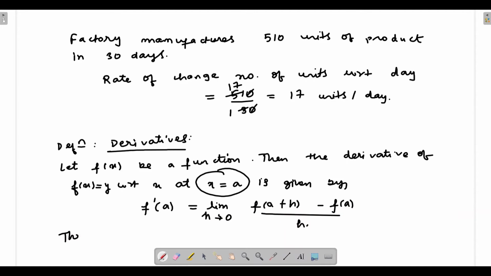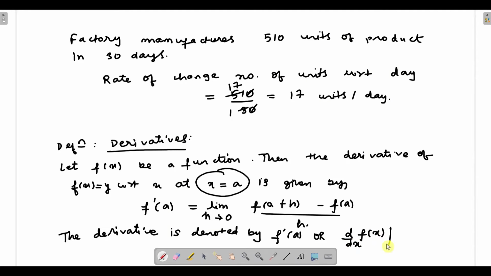Now the derivative is denoted by f prime of a, or it is also denoted by d by dx of f of x, or d by dx of f of x at x equal to a, like this also it is denoted. So mostly for some time we will use this f prime of a. So that is the definition of the derivatives.